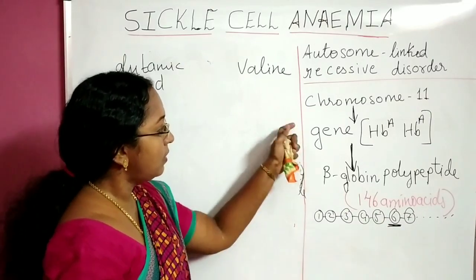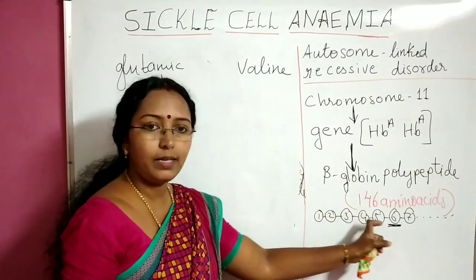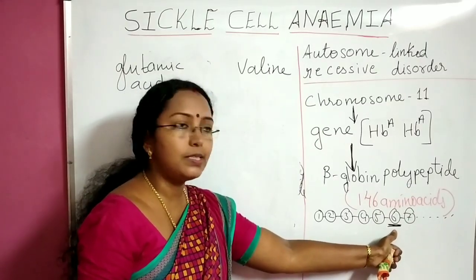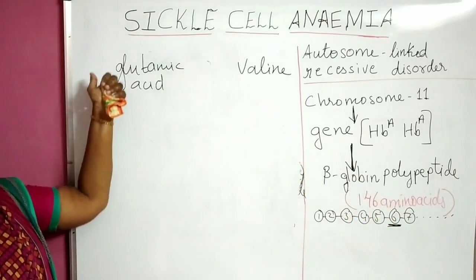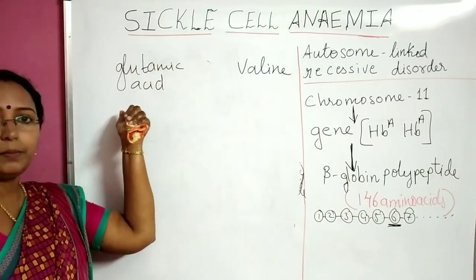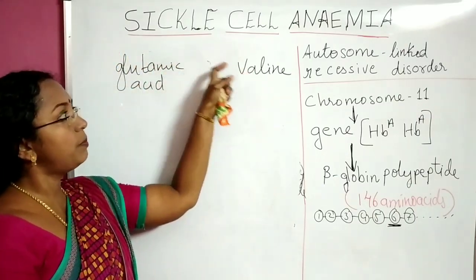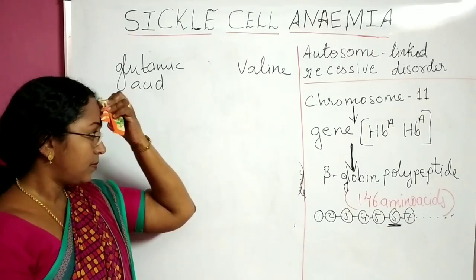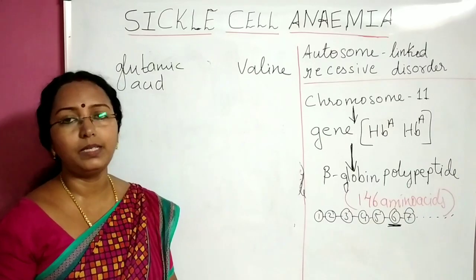So coming to our topic, beta globin polypeptide has 146 amino acids. Among that, the 6th amino acid alone is getting changed. What is that change? The 6th position, in the normal case it is glutamic acid, but when the person gets the disease, it is replaced by the amino acid valine. Now why does that happen? Why this replacement?